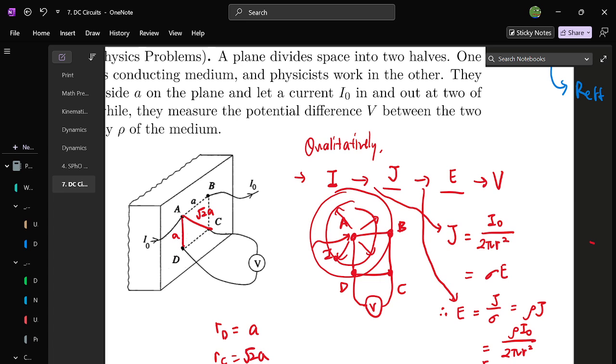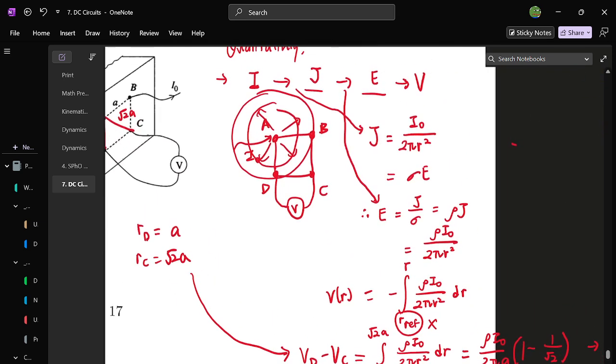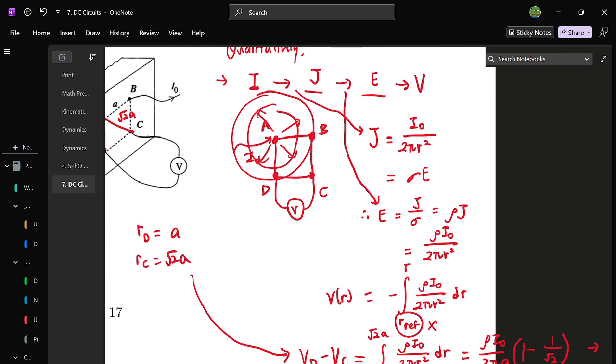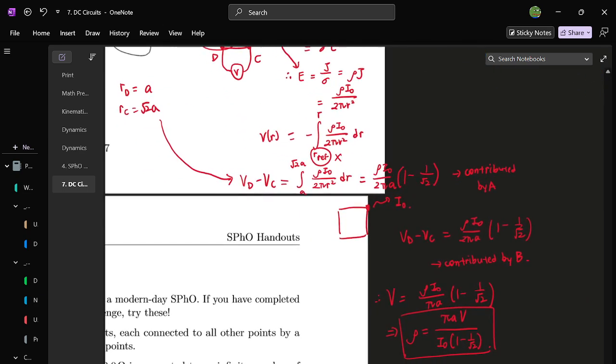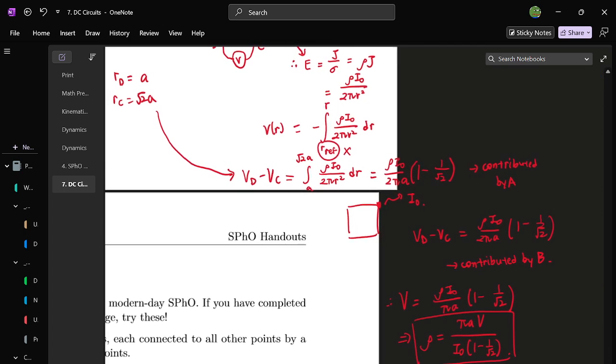Once you have the qualitative understanding, you know that a current leads to a current density, which leads to an electric field, which leads to a potential difference. Then you can find out what all these quantities are and relate them to each other. And that's kind of how you're supposed to think for this problem. So yeah, I think the qualitative understanding is actually the most important here.